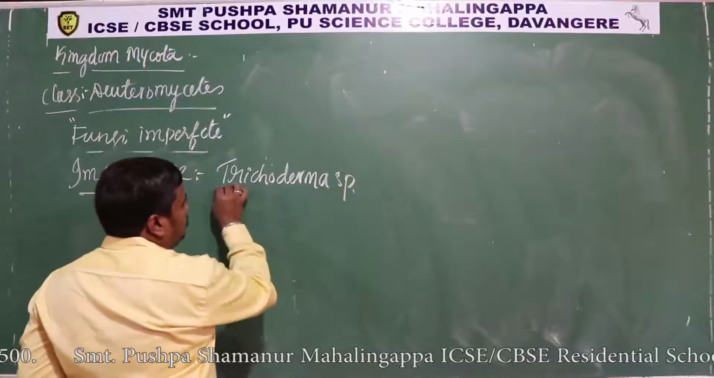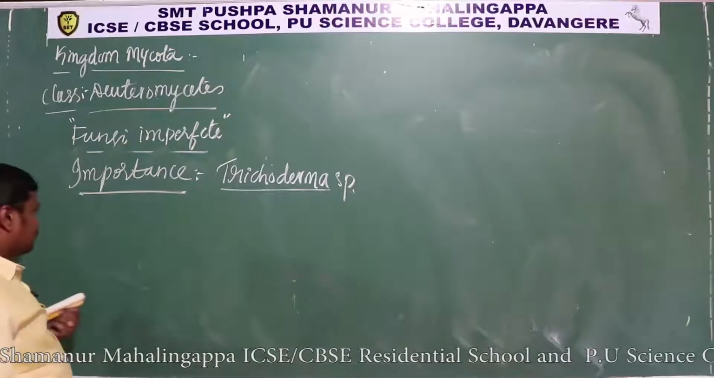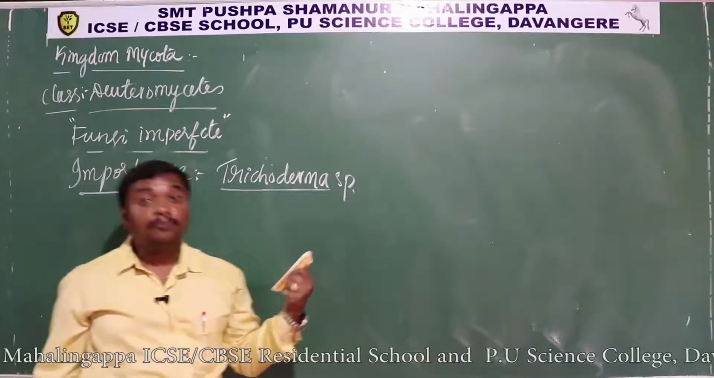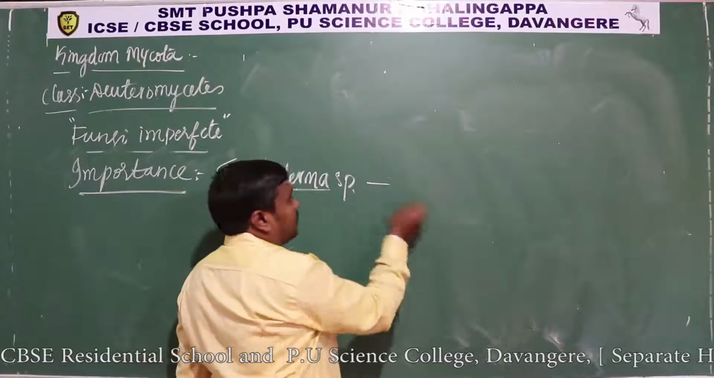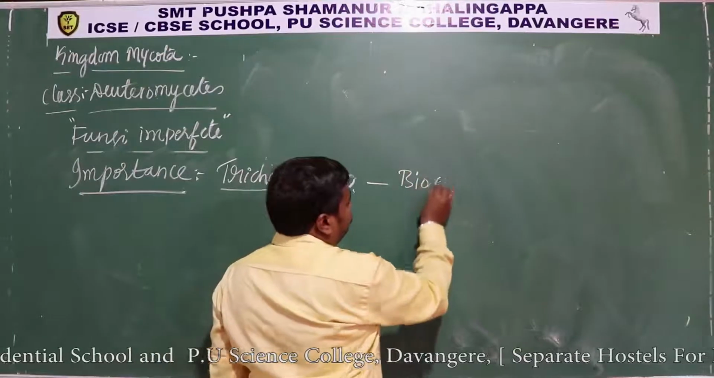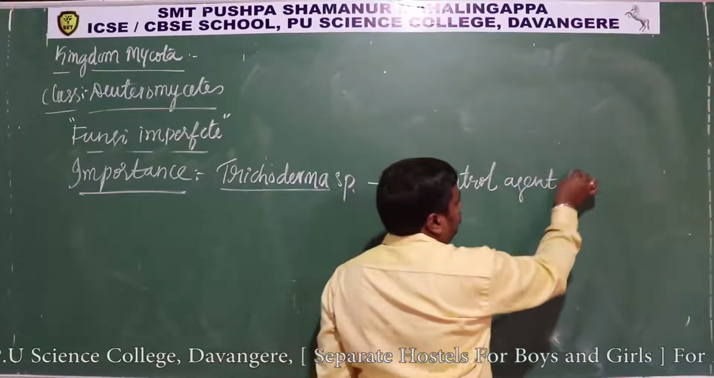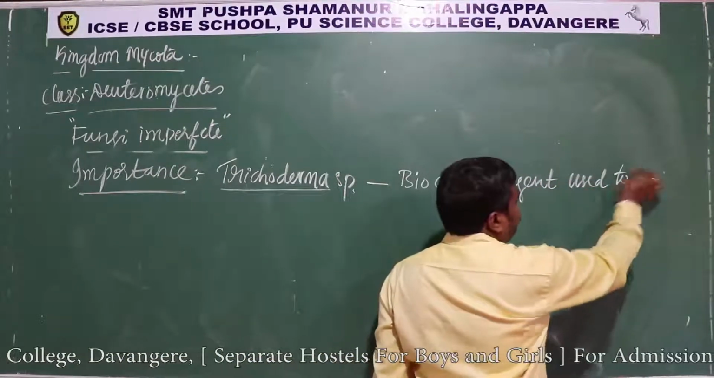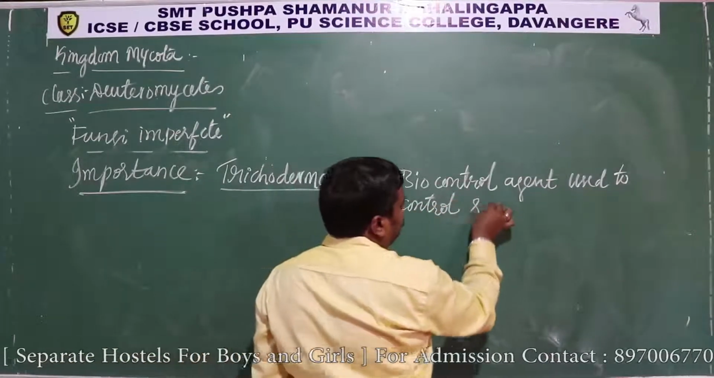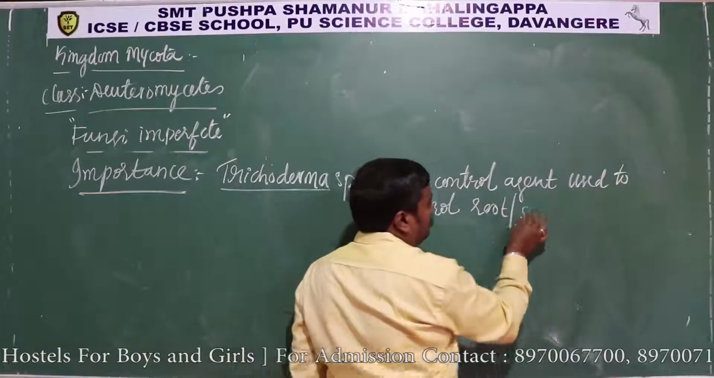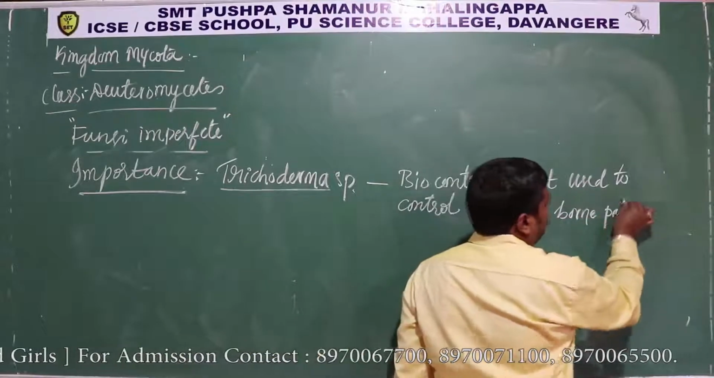Trichoderma species. Many species are there in Trichoderma, and the sexual stage of Trichoderma is called Hypocrea. This Trichoderma species can be used as a biocontrol agent, used to control root or soil-borne pathogens.